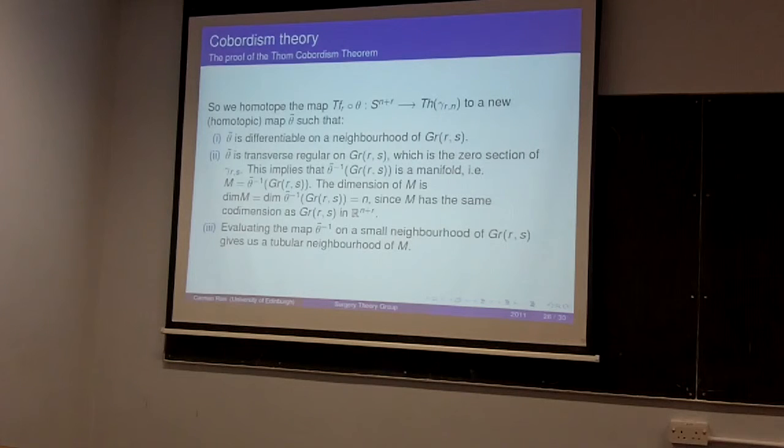So now it's hard work. Now it's hard work because we need to homotope the map of the N plus R sphere into this Thom space to a new homotopic map satisfying several conditions. And well, the new homotopic map needs to be differentiable on a neighborhood of the Grassmann manifold. And very, very important is that it must also be transverse regular. Well, we have already seen a few minutes ago what transverse means.